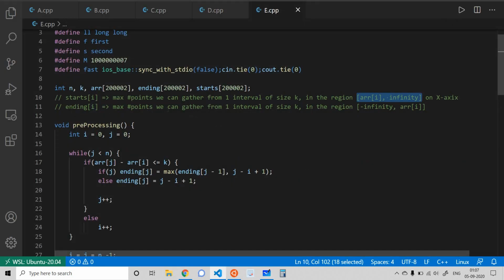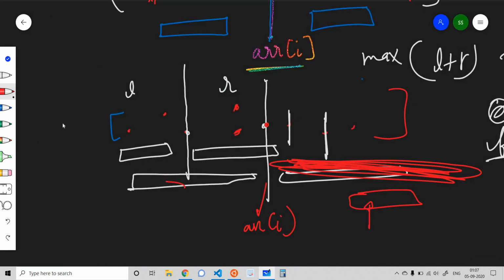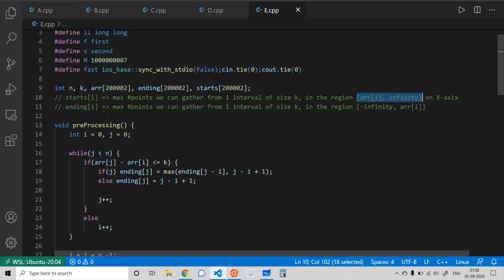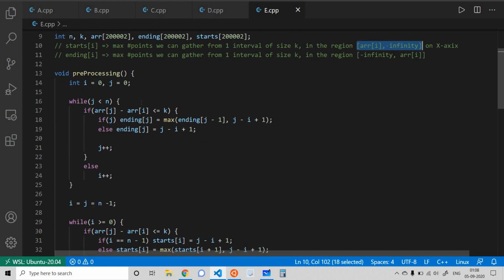And ending i represents the maximum points we can gather in one interval of size k in the region minus infinity to array i. That is, in this region, if any one interval is covering more points than any other interval present on the left side of this line, I am storing that number of points as the answer in this ending i variable. And how I am doing it, I am using the sliding window approach, which I have tried to explain.